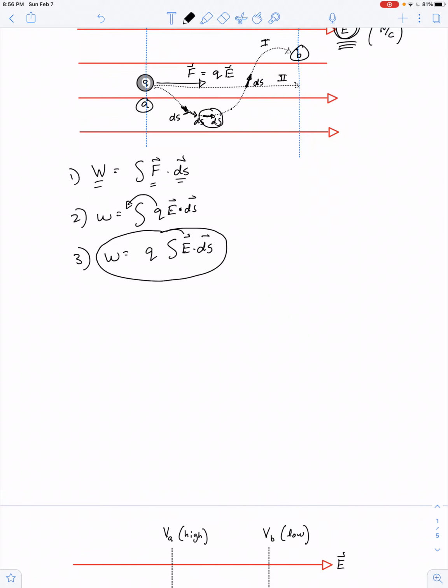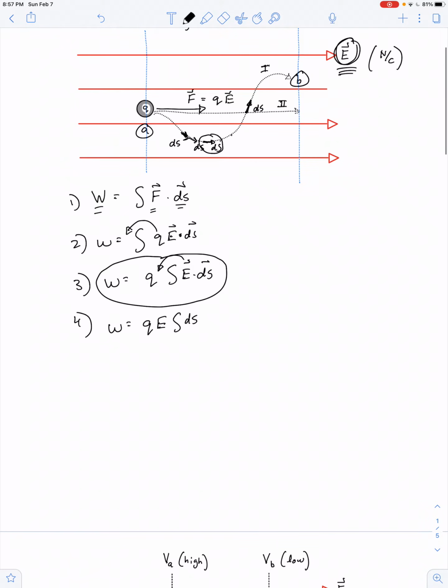I guess I could have also taken the electric field out of the integral sign because this is obviously a uniform field. So we could say work is equal to qE, and then we're just left with the integral of ds, but that's nothing more than the distance parallel to the field. So we can say that in this example, work equals qEd. Okay. So if I put brackets around the q and the E, we just recognize this as work is equal to force times distance.